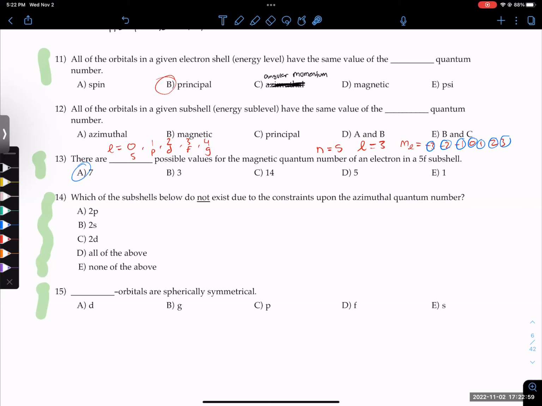It's the L. That's an old term they used for the angular momentum quantum number. They don't use that anymore. It's an old worksheet. What's the answer? It's C.